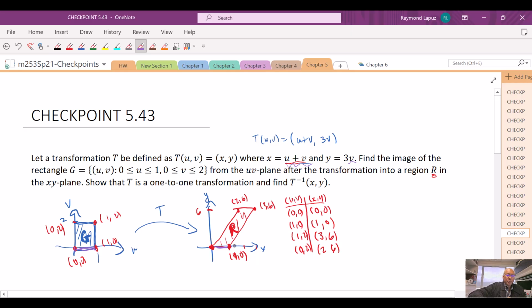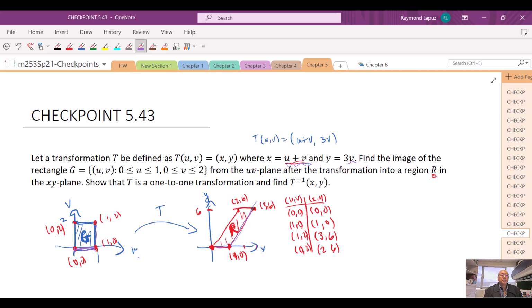And here's the tricky part, where u is equal to 1 and v goes from 0 to 2. U equals 1, I'm going to get 1 plus v, where v goes from 0 to 2. I'm going to go from this line segment over here. So lines get mapped to lines as well, and that's why parallelograms get mapped to parallelograms.